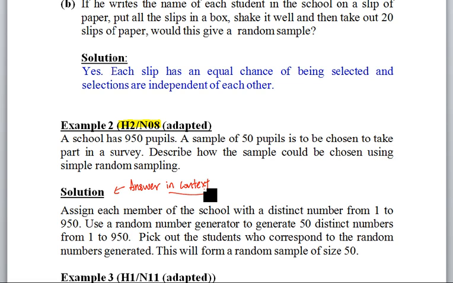So, you realize in the answer, I say that you have to assign each one 1 to 50. This is, you have a sampling frame. Then use a random number generator to generate 50 distinct numbers. That's my advice to you. Follow? Good? Okay.